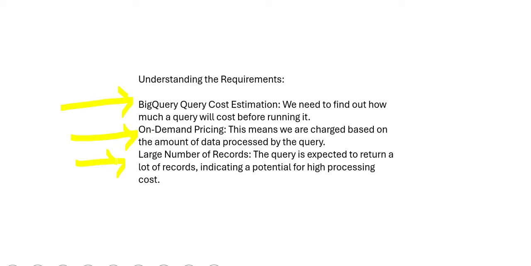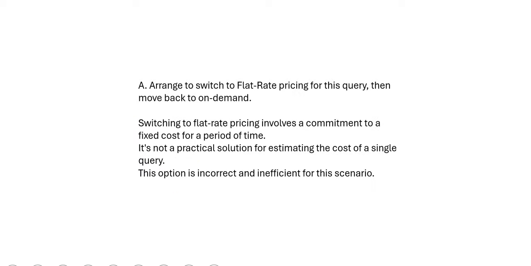So I know for a large number of records, I might get very high processing cost. Option A is telling to switch to flat rate pricing for this query. Okay. So, changing the pricing is not so flexible that whenever you have big queries, you say, hey guys, let's switch it now. It does not work that way.